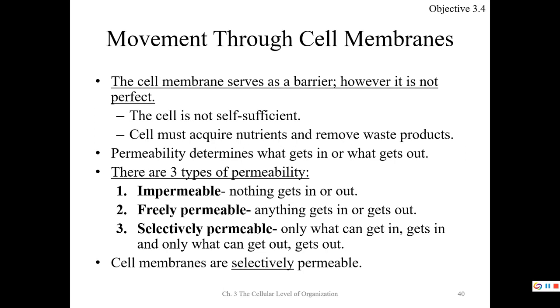Now, that means if I look at a kidney cell, it will be permeable to certain things and impermeable to others, whereas a neuron would be permeable to other things and impermeable to others, and so on. So what we'll see is cells have this selective permeability. Okay, they are selectively permeable. What gets in gets in, what gets out gets out. Okay.